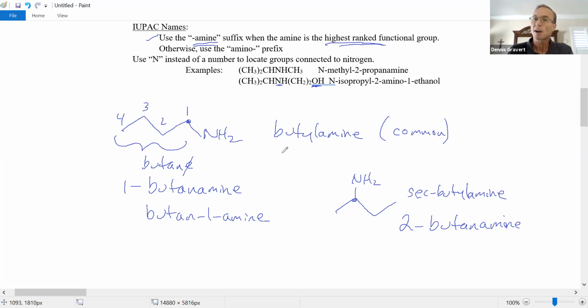Oh, if you're not primary, so these examples on the page right now, these two that I hand wrote, they're primary, right? Talk to nitrogen. Hey, nitrogen, how many carbons you attached to? One. Hey, nitrogen, how many carbons you attached to? One. Yeah, both these are primary. If, however, you want to make an IUPAC name and it's not primary, you have to use the letter N instead of a number to locate those extra groups of carbons attached to the nitrogen.